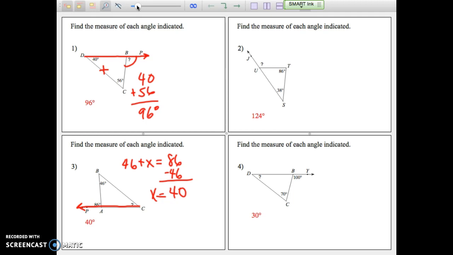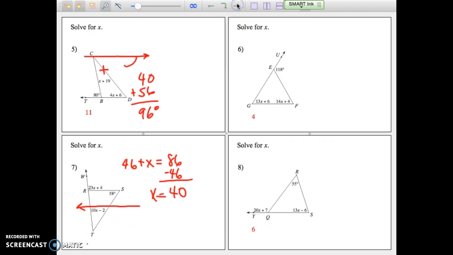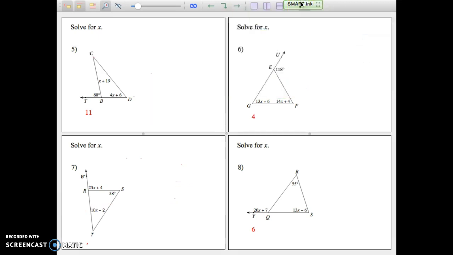Now we're going to go ahead and look at when we add algebra in. So let's look at the next set of 4 problems and see what's going on. Okay. So now we're looking at numbers 5 through 8. Now we'll do a model problem for you. Once again, I know this is an exterior angle because I've extended one of the sides.